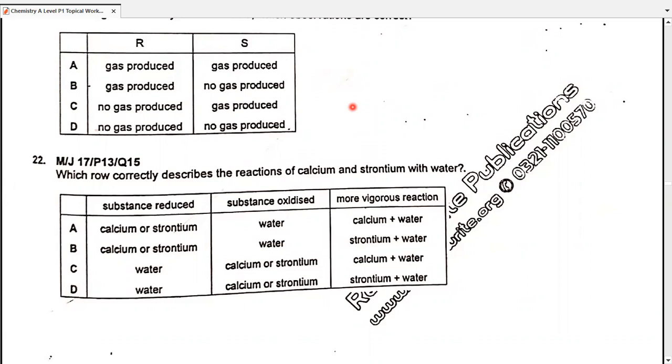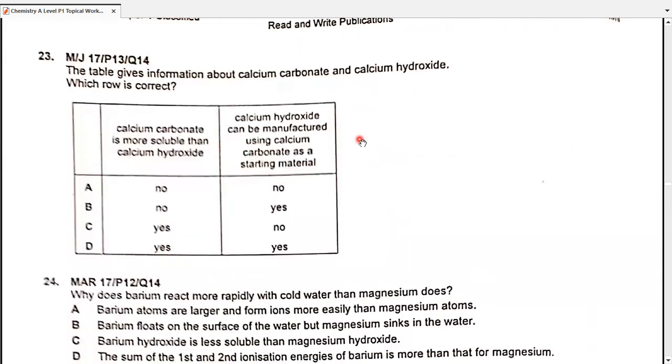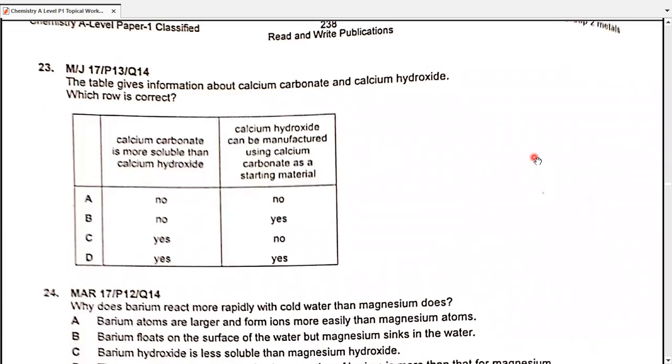So calcium, C. What if I tell you reactivity increases down the group? Then D, and D is correct. Reactivity increases down the group for metals. It decreases down the group for non-metals. Increases. Okay, sir. 23.